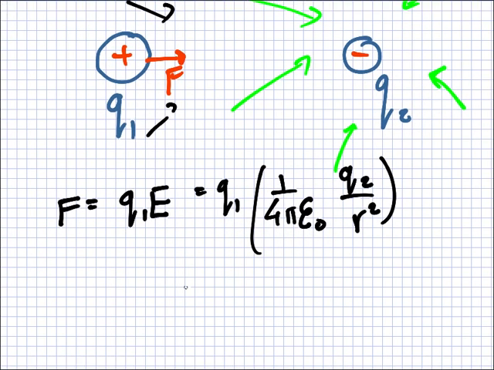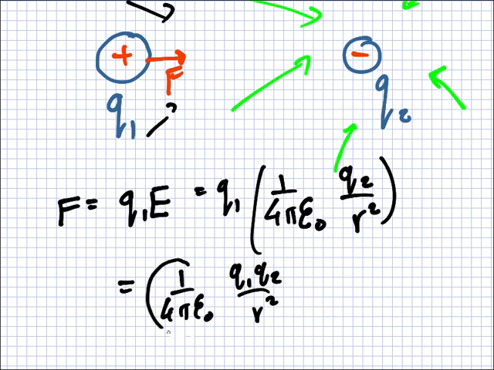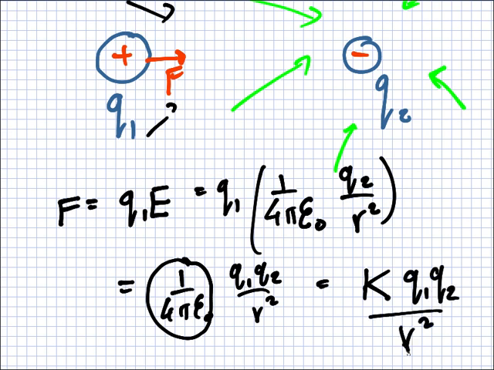So actually, you can simplify this formula down into 1 over 4 pi epsilon 0 Q1 Q2 over R squared. In fact, some people just call this constant, because it's just a constant, K, capital K. K Q1 Q2 over R squared. It doesn't matter if you use K, this is Coulomb's Law.